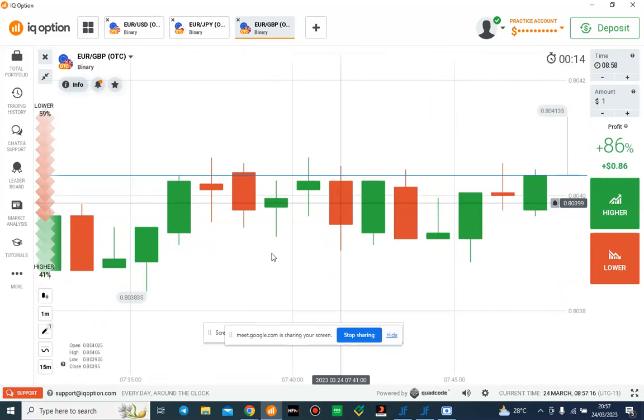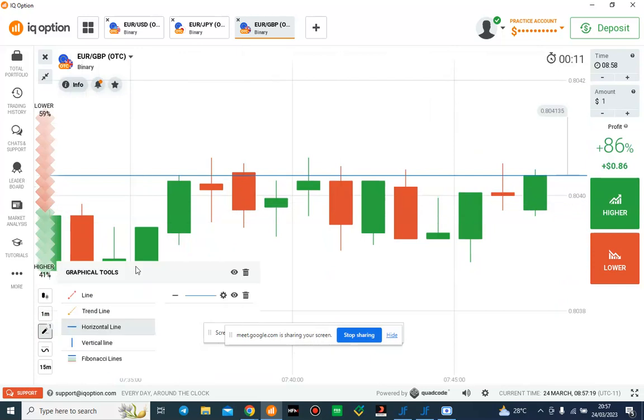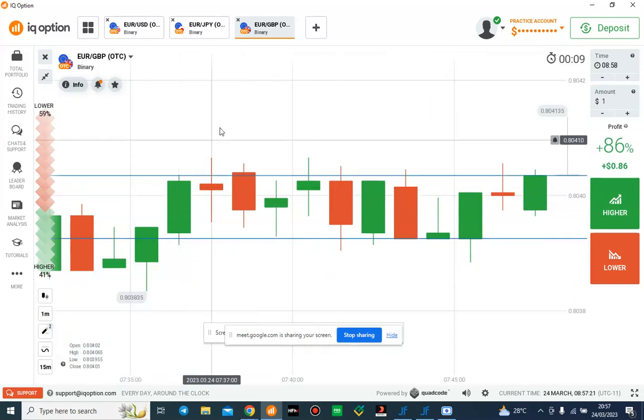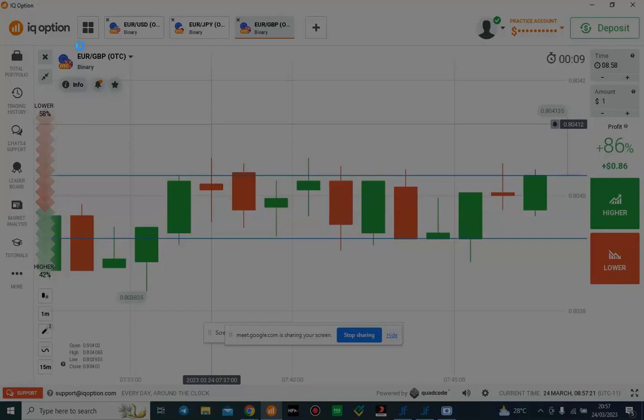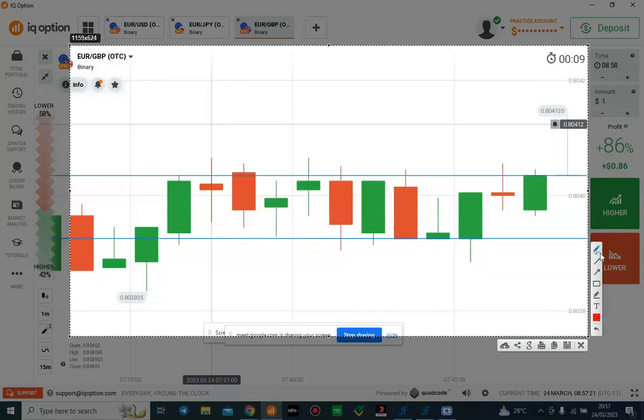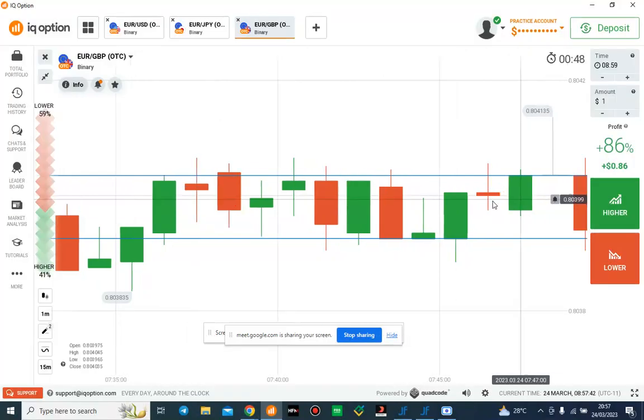So let's draw a support. That is the support level. So we have something like this: up, down, up, down, up, down. So we call it a range. If the market breaks the upper line and comes back to the range, that is a false breakout.